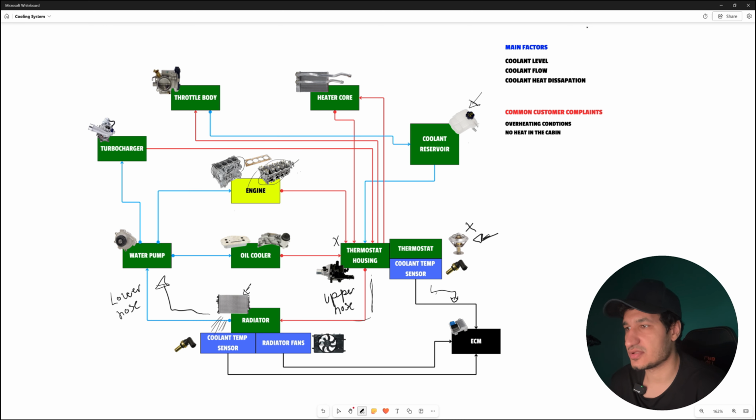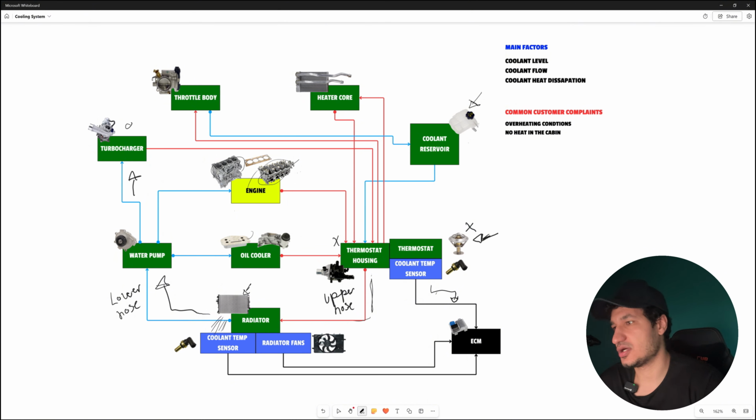So the coolant's going to circulate around that to cool it off. And then when it's taken enough heat from the engine, it's going to come back and find its way into the thermostat housing again. Same thing with the oil cooler. The cold coolant will go here, draw the heat from the oil, and then find its way back to the thermostat housing, as well as the turbocharger if it's equipped.